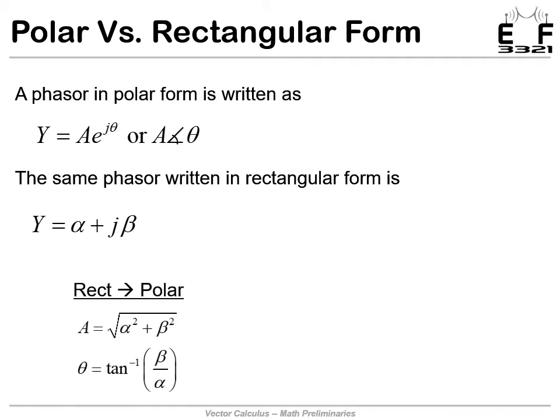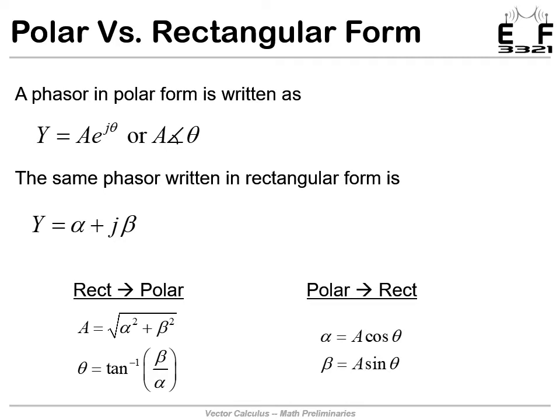If we have the rectangular form, so we know alpha and beta, we can calculate the polar form. That amplitude A is simply calculated from alpha and beta using the Pythagorean theorem. It's the hypotenuse of the triangle where alpha and beta make two sides. The angle theta is simply the inverse tan of beta over alpha. If we have them in polar form, we can calculate the rectangular form. The real part, alpha, is just A times cosine of theta, and the imaginary part, beta, is just A times sine of theta.